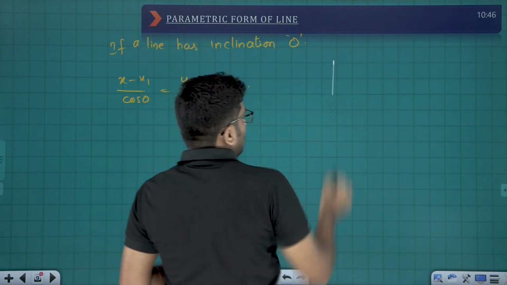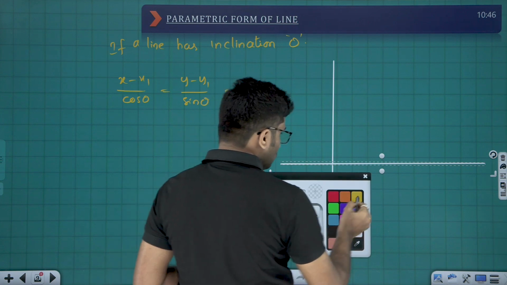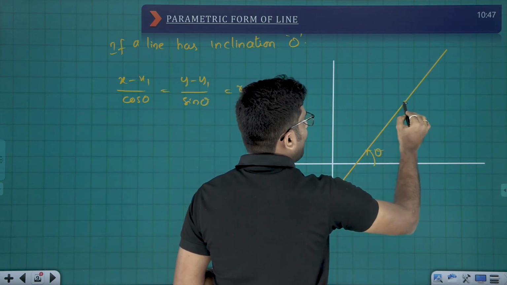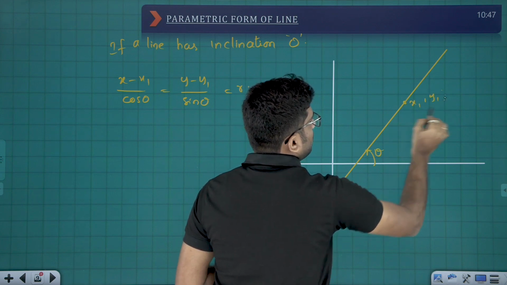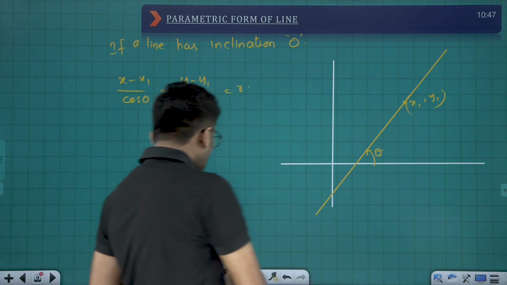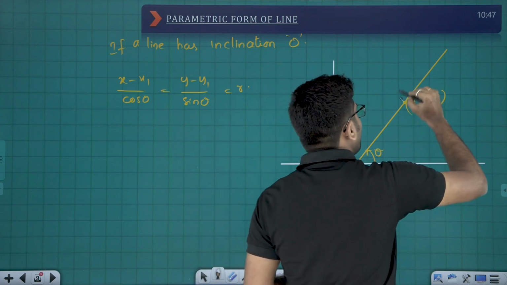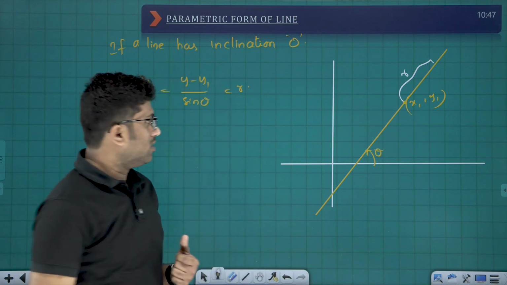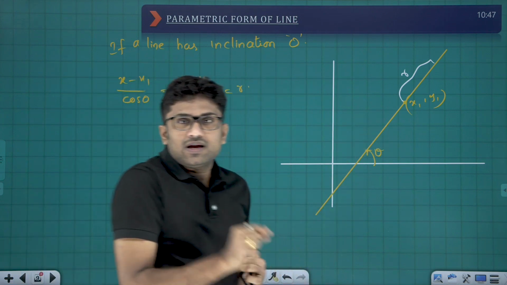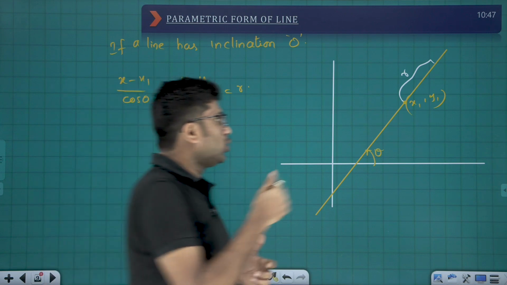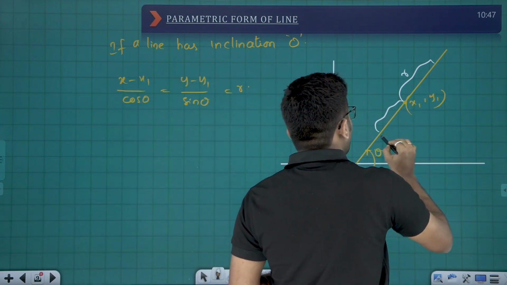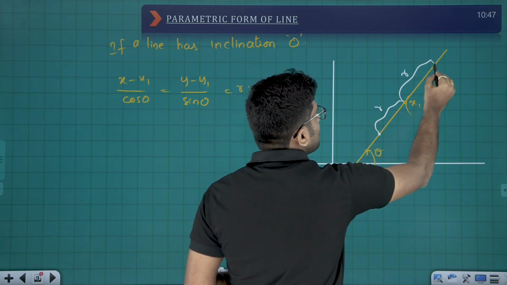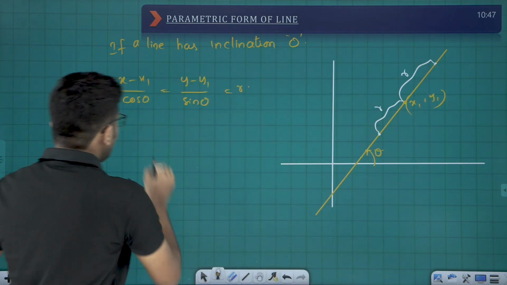So consider there is one line, friends. Now this line is making an angle theta. Now we have a point x1 comma y1. Now we need to find a point which is at a distance of r units from x1 comma y1. If I say r units from x1 comma y1 on the same line, there will be 2 points. One will be above it and one will be below it. So this distance is r now.